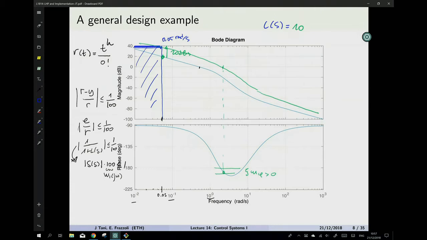A lead element, yes. So we need to design this lead element. That's what I would call an R1 of S that I wrote here, okay? So how would we go about doing it? A lead element, you remember, it's a pole and a zero.